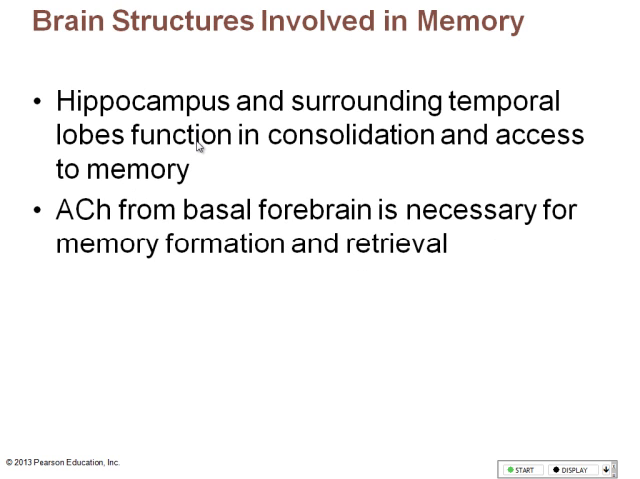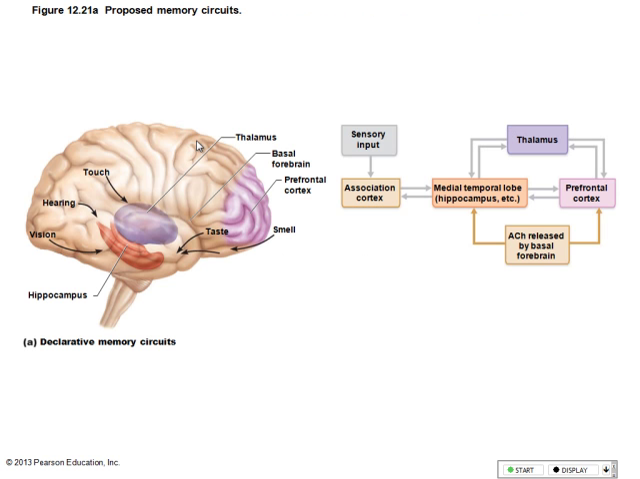So, brain structures involved with memory. The hippocampus surrounding the temporal lobes are going to help me with storing memories. What's ACh? Acetylcholine from the basal forebrain is necessary for memory formation and retrieval. And this is sort of the pathway that information takes for storage in the brain. We see this on page 457 in your textbook, figure 12.21.